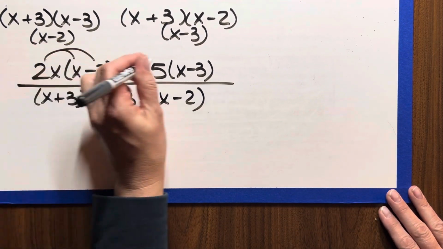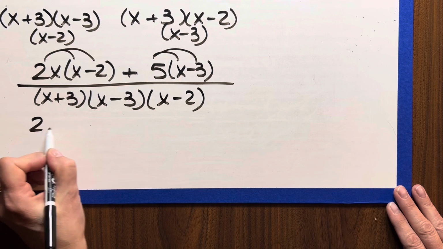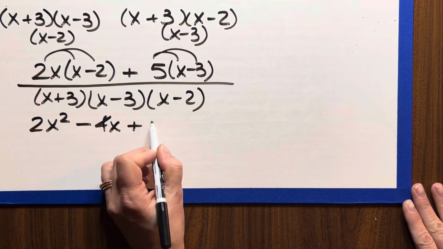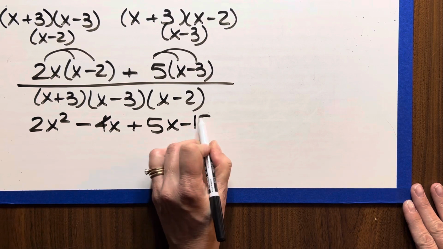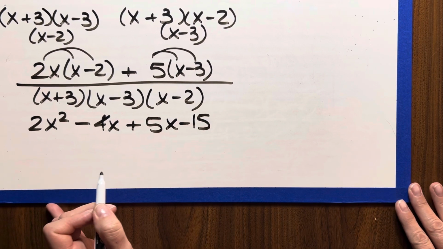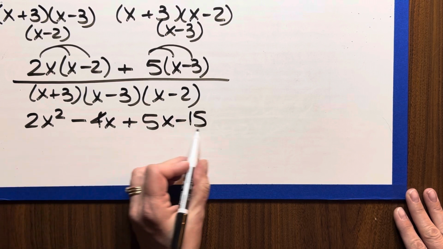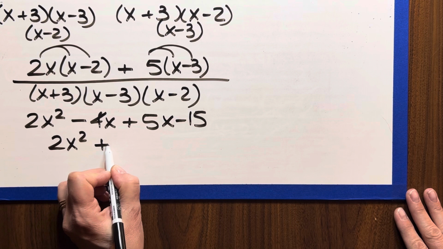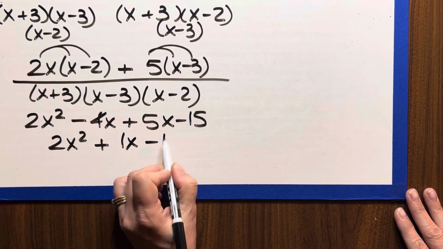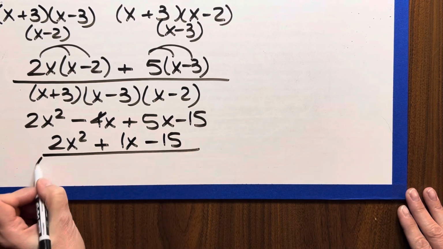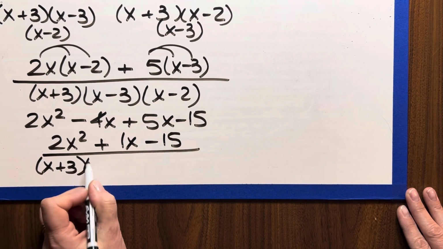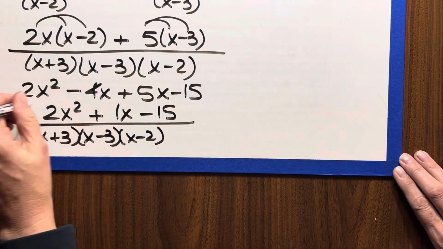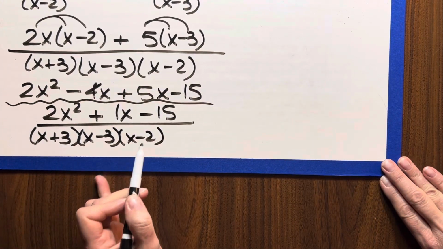So let's go ahead and distribute. I'll have 2x squared minus 4x plus 5x minus 15. Before I write the denominator, I'm just going to clean this up a little bit, which is 2x squared plus 1x minus 15. And the denominator is x plus 3, x minus 3, x minus 2. So this is kind of where we are.